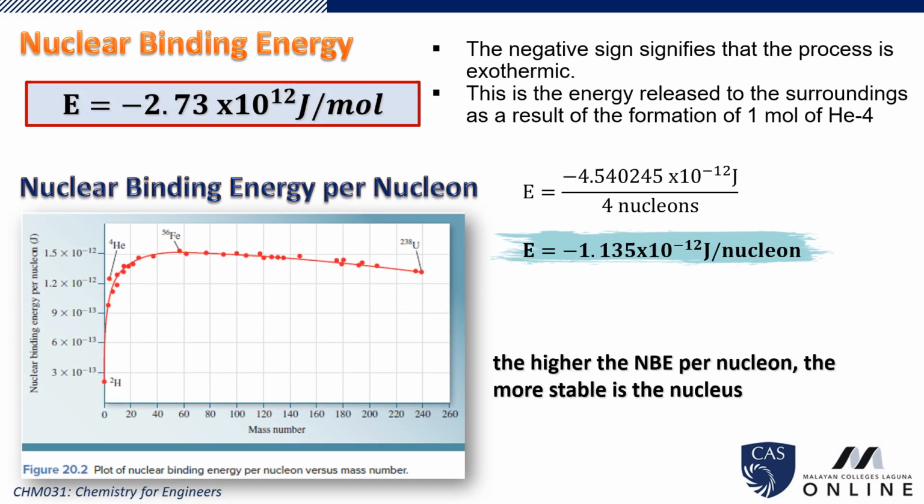To compare stability, we divide the total binding energy by the number of nucleons. The higher the binding energy per nucleon, the more stable the nucleus.